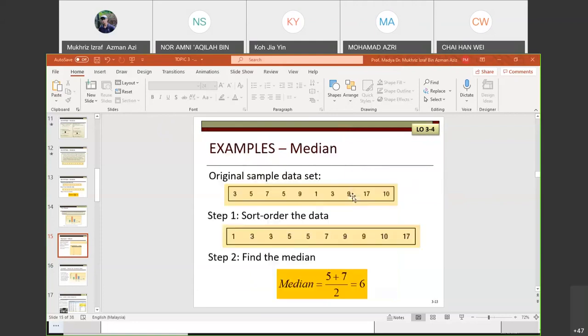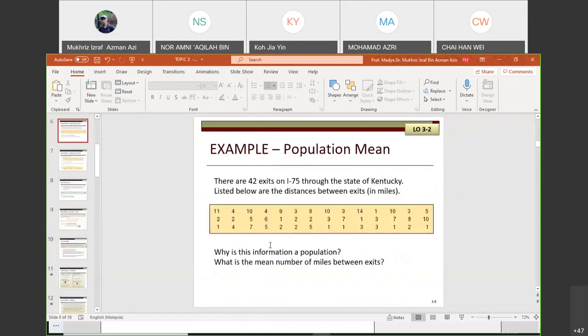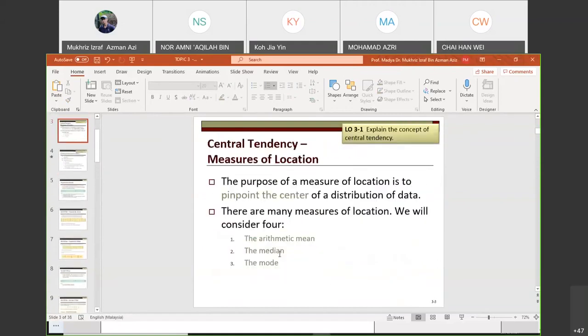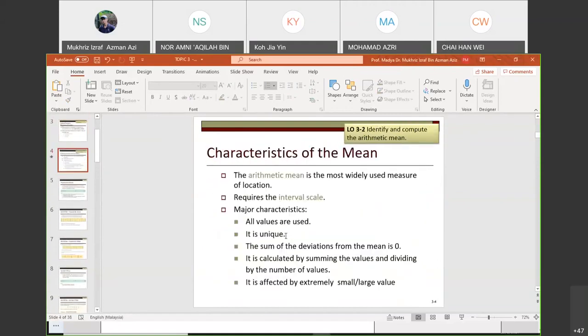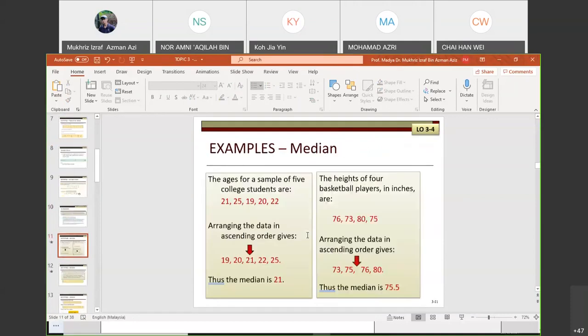Okay, but unlike mode and median, because for median there's only one value, and also there should be only one value of mean, meaning you cannot have 2 means in one data set, or 2 medians in the same data.